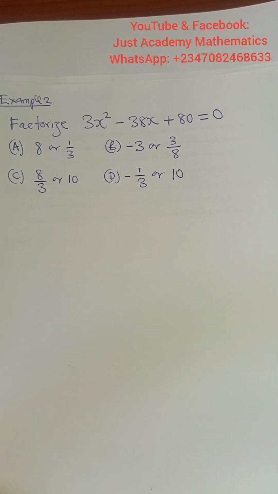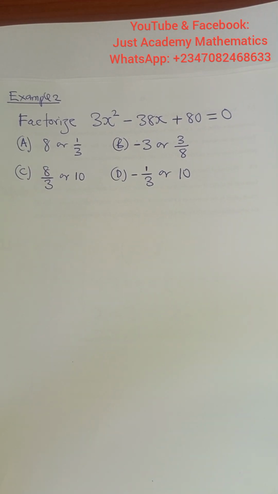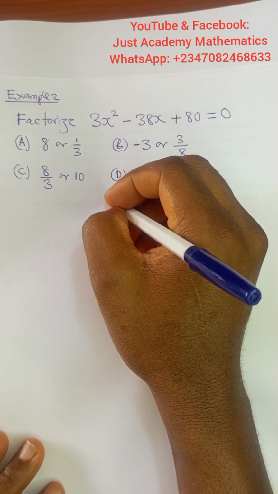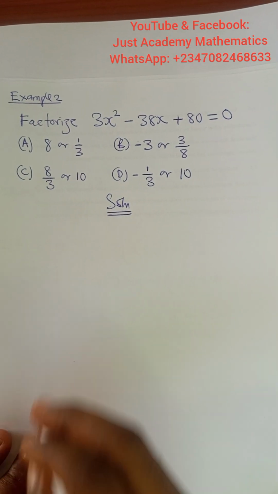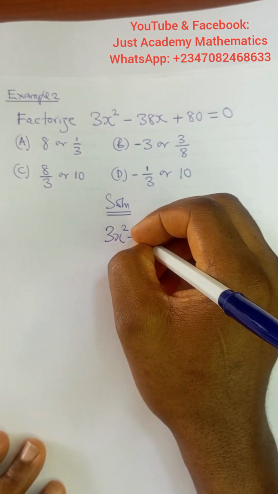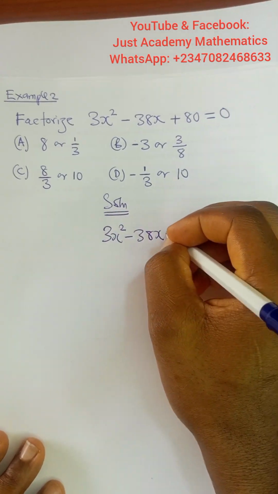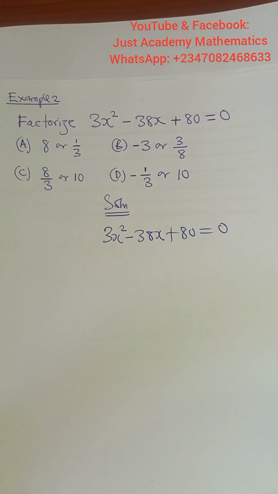Let's see another example. You can watch it over and over again and understand it properly. Look at example 2, with the same procedure. Solution. We want to factorize this. So where do we start from? Remember, the equation says that 3s squared minus 38s plus 80 equals 0. Let's factorize that.